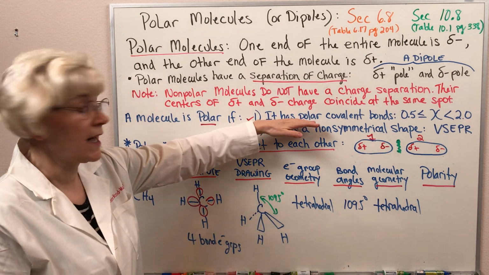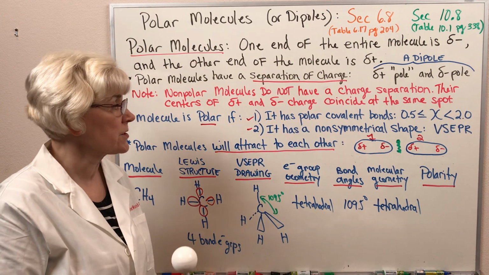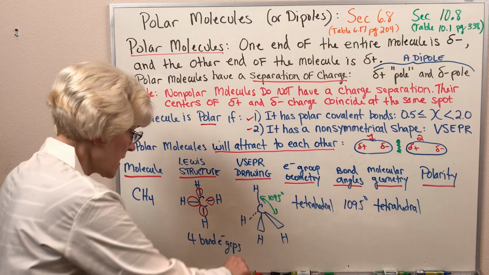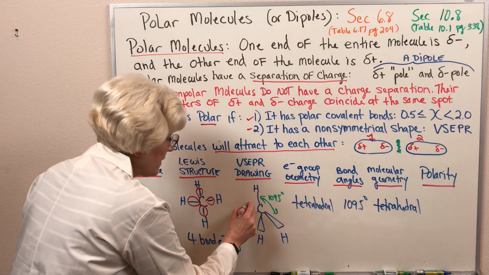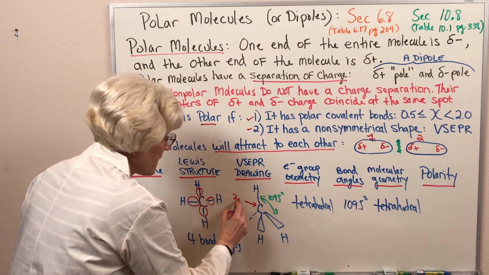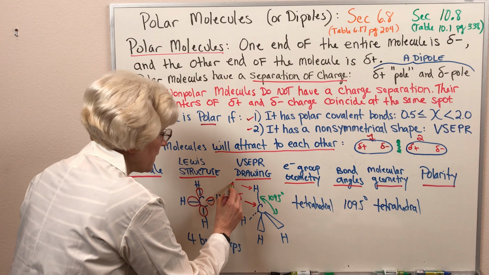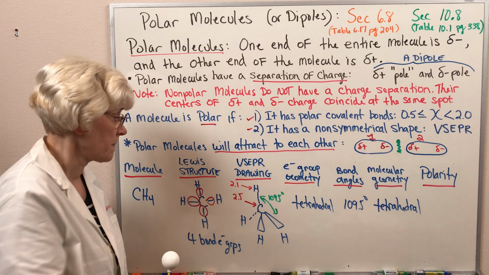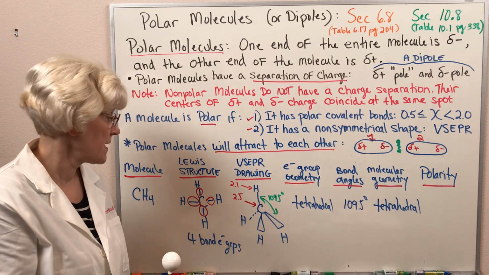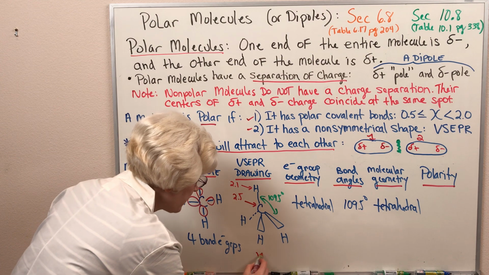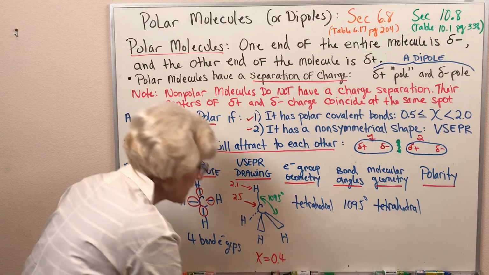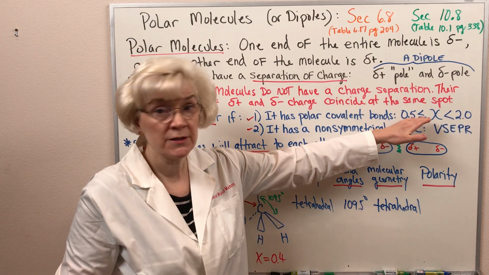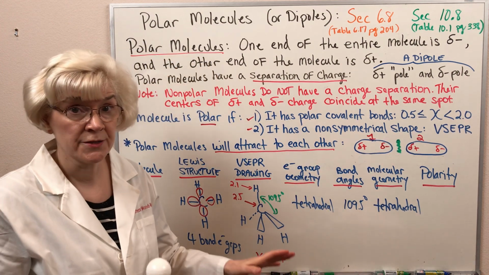But what do we have to look at? What do we have to consider? First of all, does it have polar covalent bonds? And how do we answer that question? We look at the electronegativities of the atoms involved in the bonds. Carbon has an electronegativity of 2.5. Hydrogen has an electronegativity of 2.1. And the difference in that electronegativity is 0.4, which is not exactly falling into the polar covalent bond range.